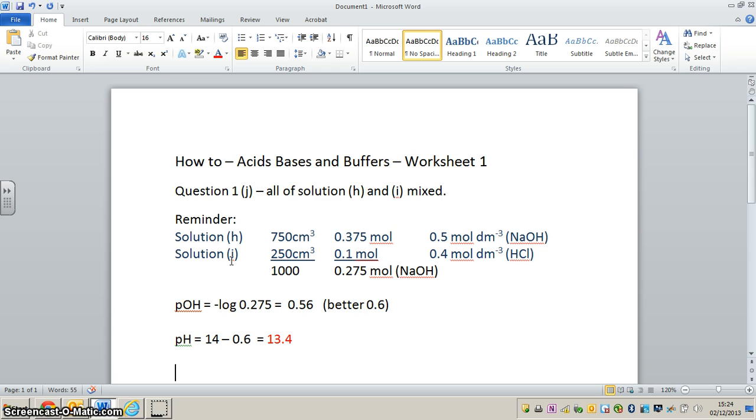So now we have the final pH of the solution. And let's remind ourselves what we've done. If we mix 750 centimetres cubed of the sodium hydroxide solution given to us in part H with 250 centimetres cubed of hydrochloric acid given to us in part I, we get a pH of that solution in total being 13.4. And that's it, that's the answer to this question. Thanks.